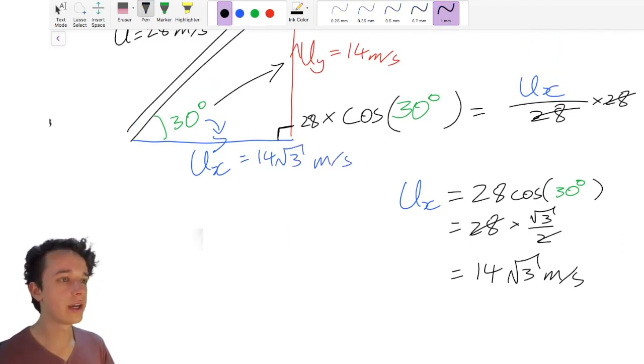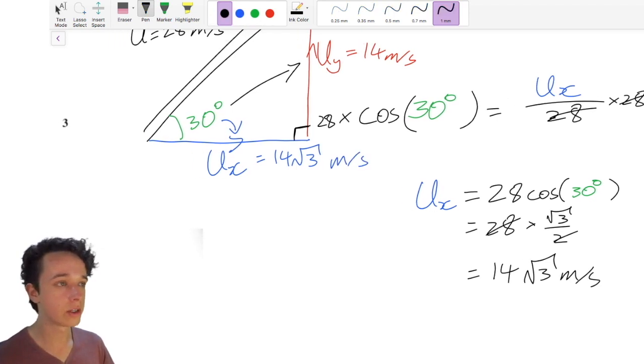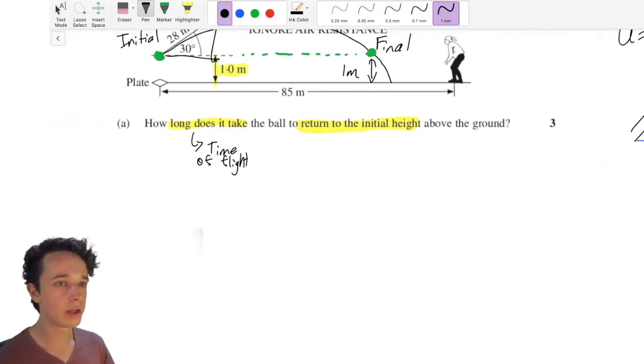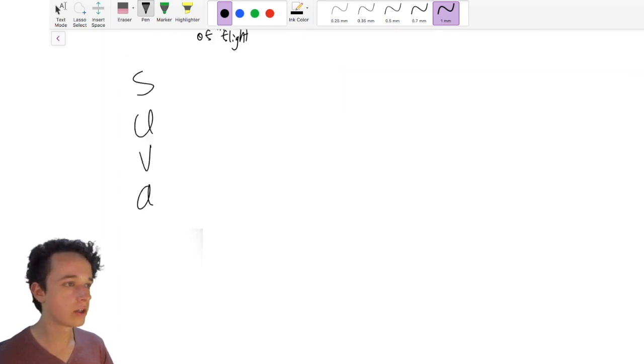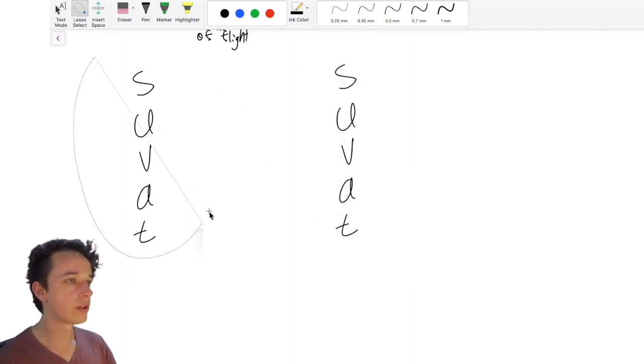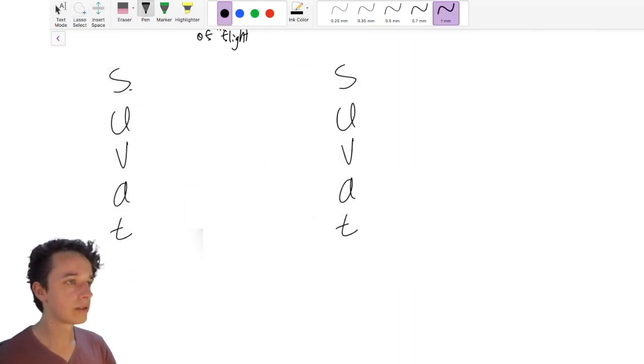And so once we've got the x and y components of the initial velocity, we would draw up a SUVAT table. So SUVAT is an acronym for displacement, initial velocity, final velocity, acceleration, and time. And then if I take this, I'm going to make a copy of it. And what we do with a SUVAT table is consider all these values for the x component and also all these values for the y component.